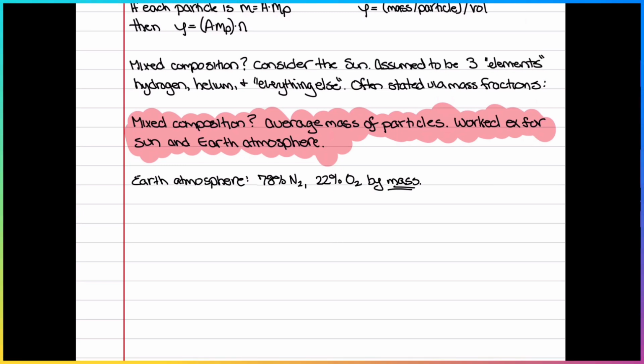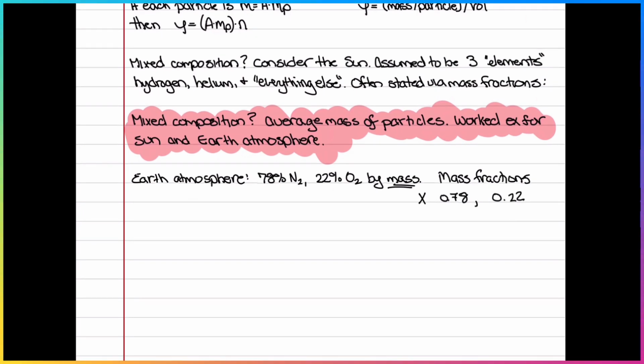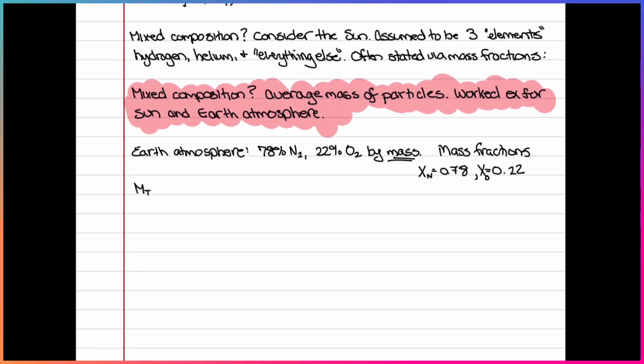So what is often done is that you can talk about the mass fractions. We can define mass fractions as the fraction of the total mass. In this case, N2 has a mass fraction of 0.78, and O2 has a mass fraction of 0.22. I'll use capital X for the mass fractions, so we'll have X sub N and X sub O. If there is some total mass in the box, then X sub N times M total equals the total mass that's in nitrogen, and X sub O times M total is equal to the total mass that's in oxygen.